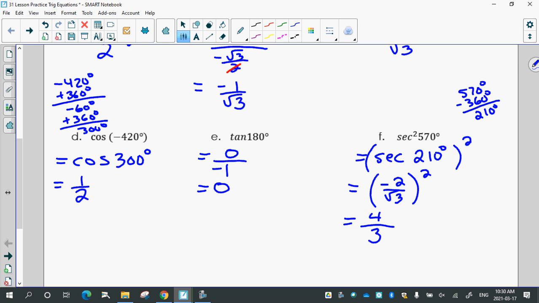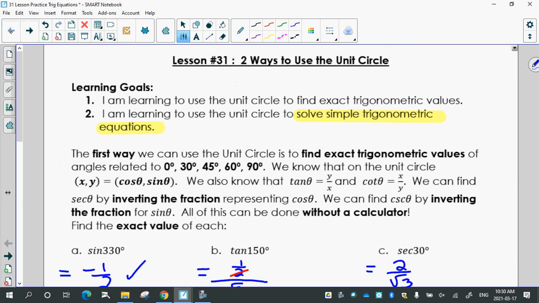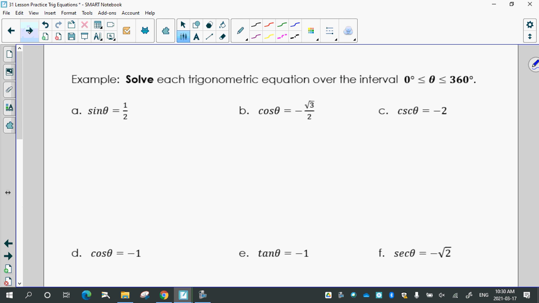So that's kind of what you just practiced. Everybody good with that? I call it kind of using the unit circle forwards. Now we're going to use it backwards. Solve each simple trig equation over the interval 0 to 360. Okay, which is one loop around your unit circle. You good?